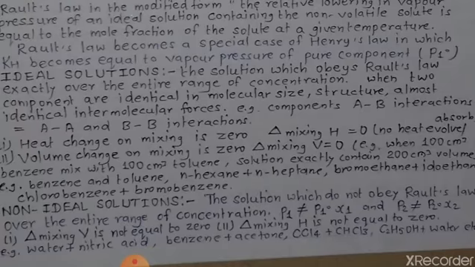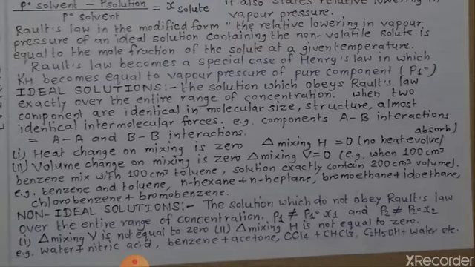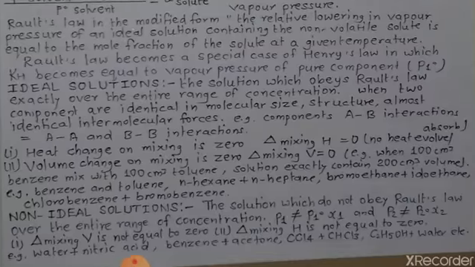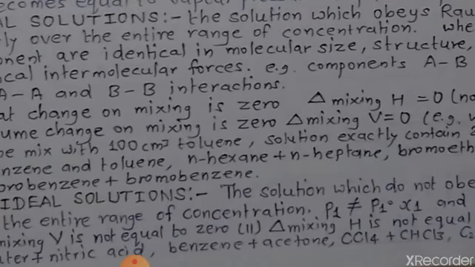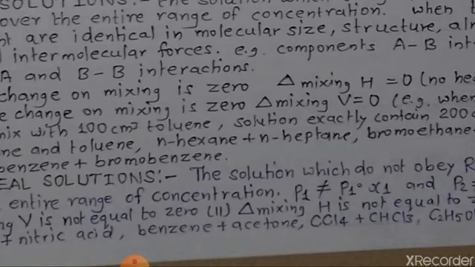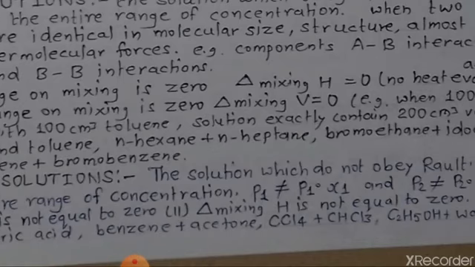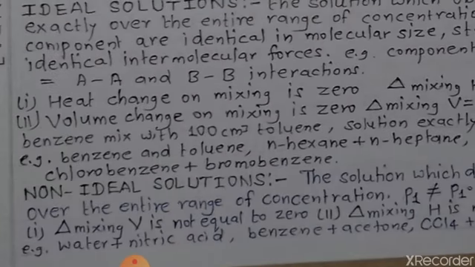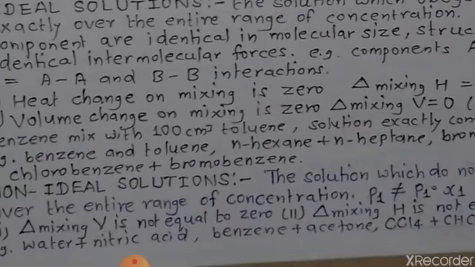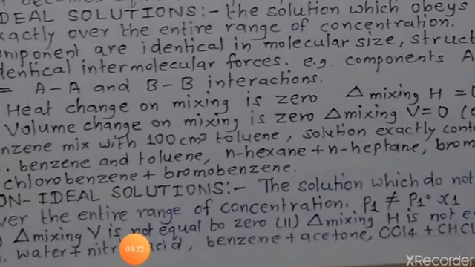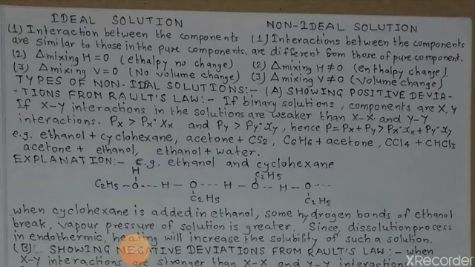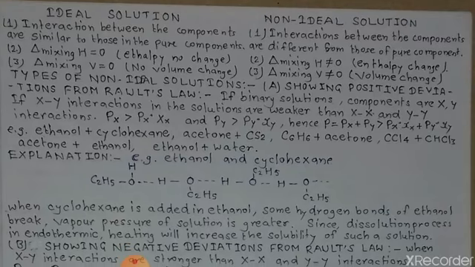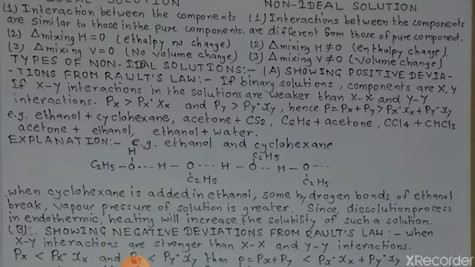Students, the second type of solution is the non-ideal solution. These solutions do not obey Raoult's law, meaning delta mixing V is not equal to 0, so the volume increases or decreases after the solution is prepared, and delta mixing H is not equal to 0, so heat is required or removed. For example, water plus nitric acid, benzene and acetone. For betterment of your learning, we can differentiate in tabular form. In a board exam, they always ask to differentiate between ideal and non-ideal solution.